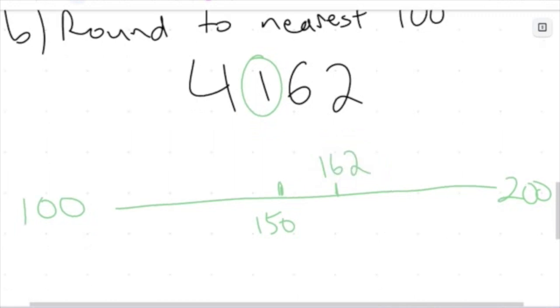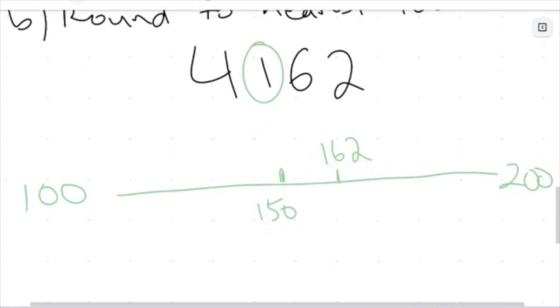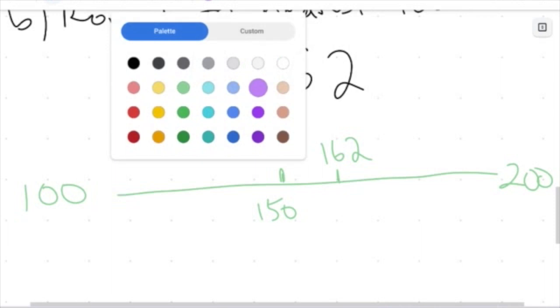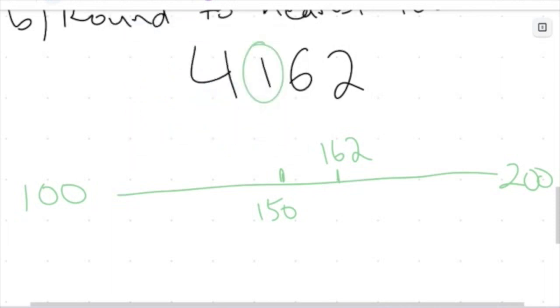So when we round this up to the nearest 100, I'm going to get 4,200. I'm rounding up here. Very sorry about that.